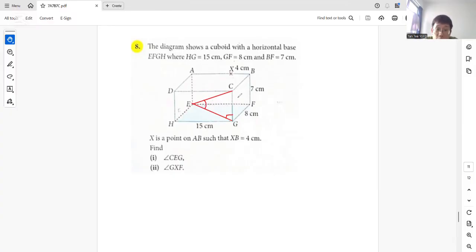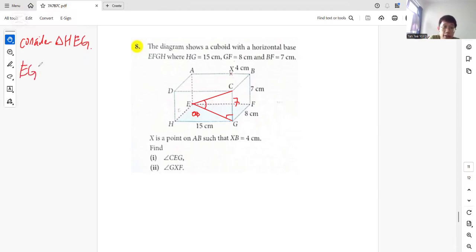We need to find EG because CG is 7, right? CG is 7, because it's the same as BF. The height is 7. So we need to find EG. So how do we find EG? We consider this triangle HEG. So consider triangle HEG. Okay, so how do we find EG?